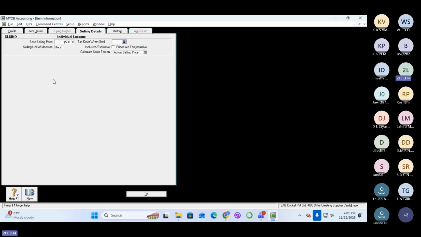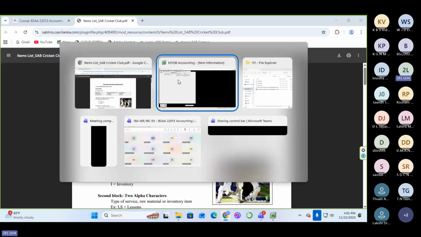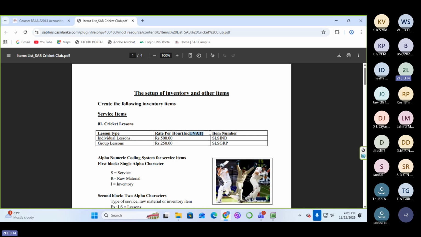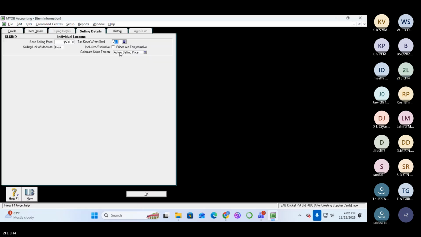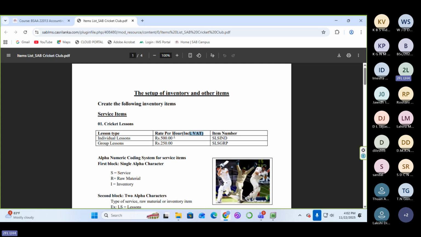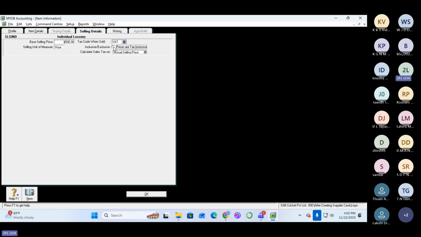And then if there is a tax code applicable, you have to enter it. What is the tax code applicable? Here in this table it mentions the prices are VAT inclusive. Therefore, you have to include VAT. Just type the letter V, and VAT will be auto-filled. And then prices are tax inclusive or exclusive. You have to pick that. The prices are tax inclusive. How do I say so? It's given here, inclusive of VAT, INCL. Therefore, I will pick that.